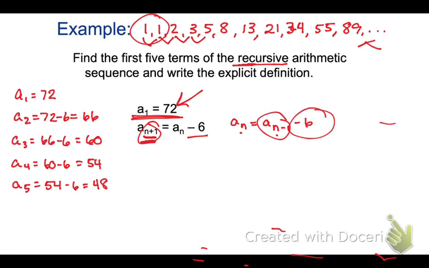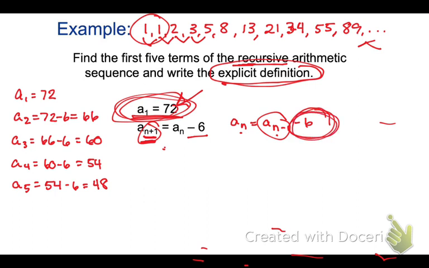Okay, what if I told you to give me an explicit definition from this? Could you? Do you have a sub 1? Yeah. Do you have the common difference? So can you write an equation? Yes. You would just say 72 plus n minus 1 times negative 6. So negative 6n plus 78. And there would be your arithmetic explicit definition.